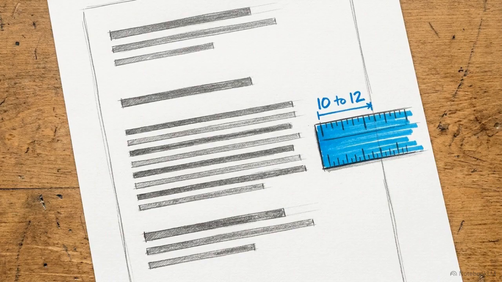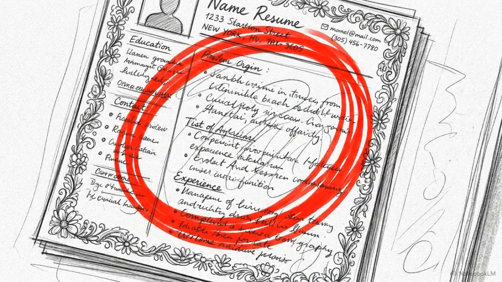Step 1 is your visual framework. Select a clean, uniform font like Arial or Calibri, sized between 10 and 12 points. Avoid heavily stylized script fonts, messy layouts, or overly decorative graphic elements.